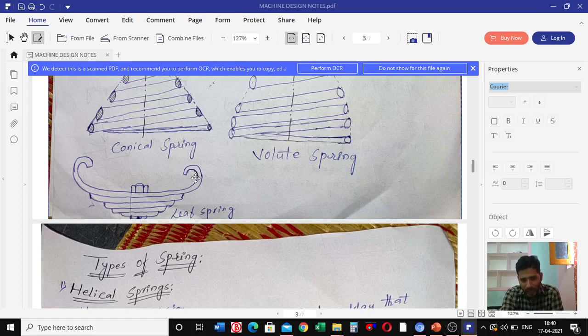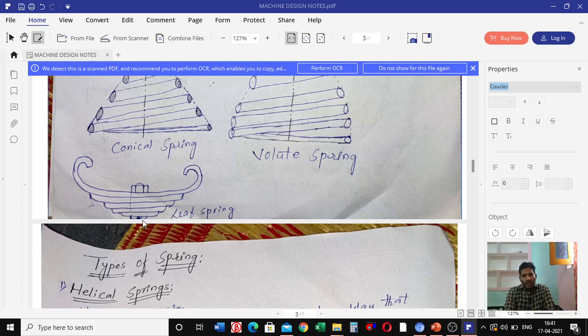This spring is made of metal strip. The strips, one after another, are held together. This is one spring, this is another spring, and they are held together by means of nuts, bolts or clamps. So it is fixed together by means of nuts, bolts and clamps.